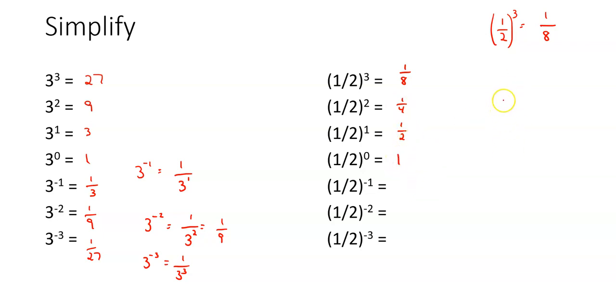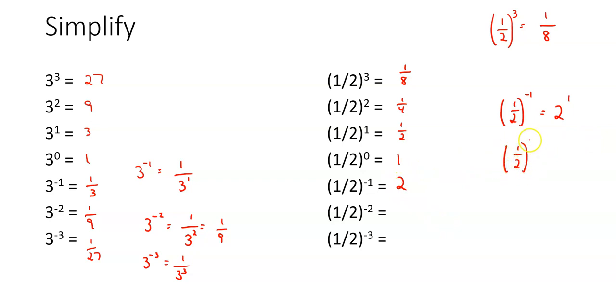But what happens when I get down to the bottom? What happens when I have a 1/2 to the negative first? What that means is that whole fraction flips. Instead of 1 over 2, it becomes 2 over 1, and the exponent is now positive. So 1/2 to the negative first is 2. What's 1/2 to the negative second?